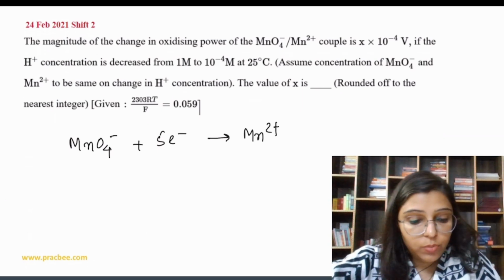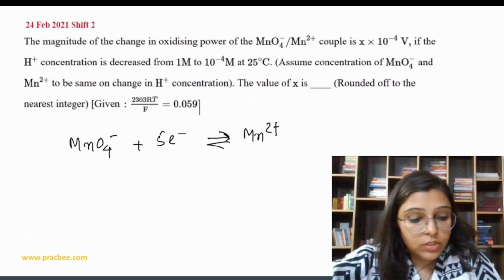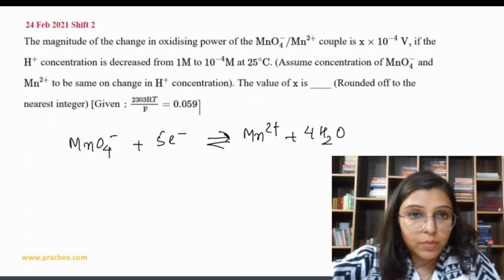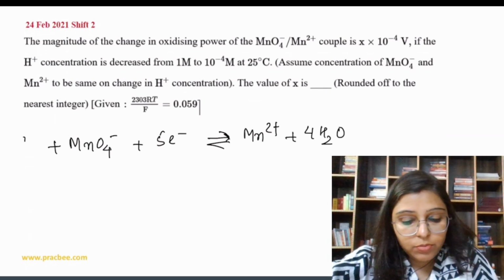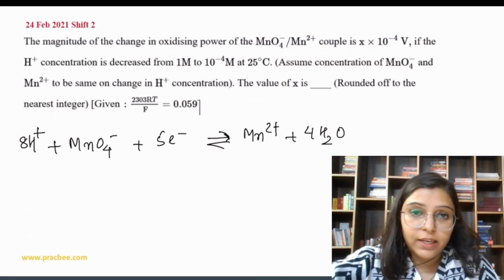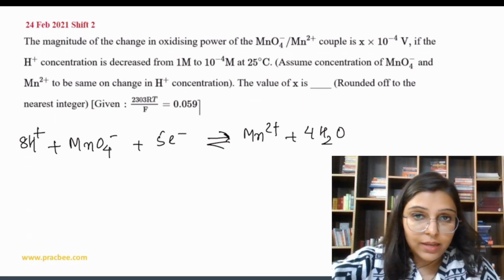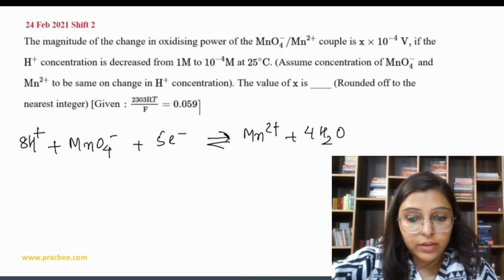Now we have to balance oxygen. So 4 oxygen, so on the product side we write 4 water molecules. Then we have 8 H plus, so on the reactant side we write 8 H plus. So this is the balanced half cell reaction.